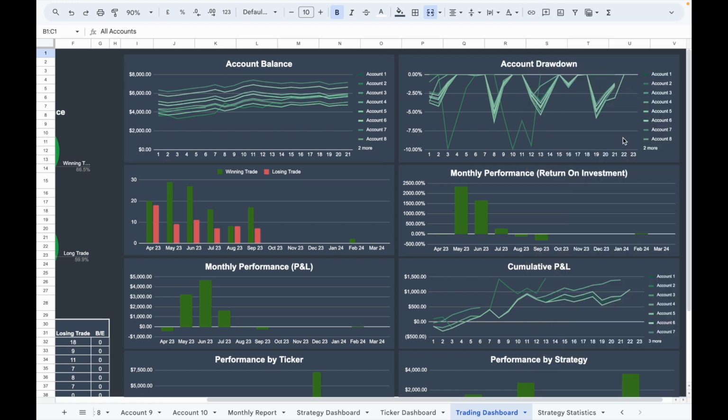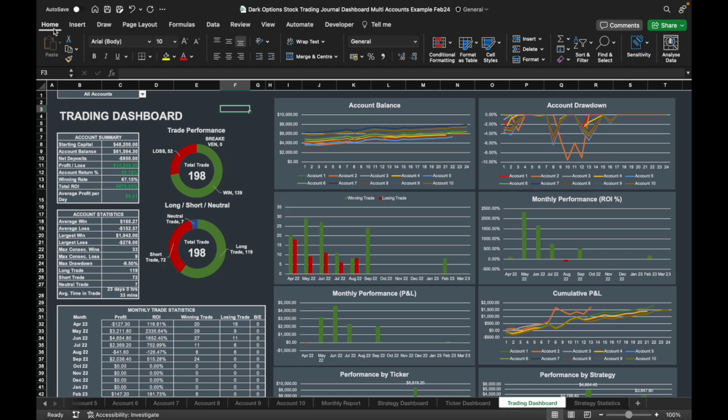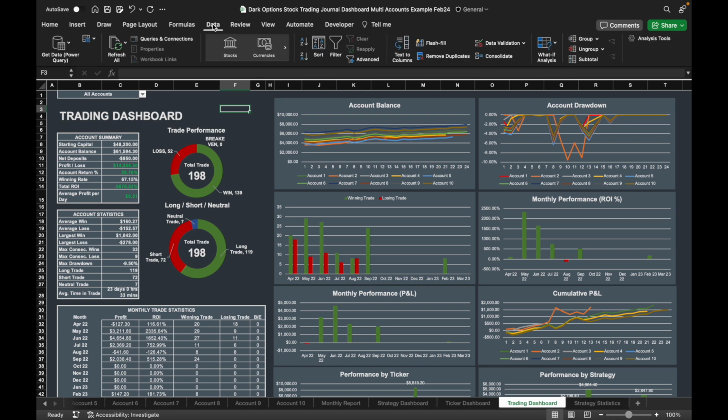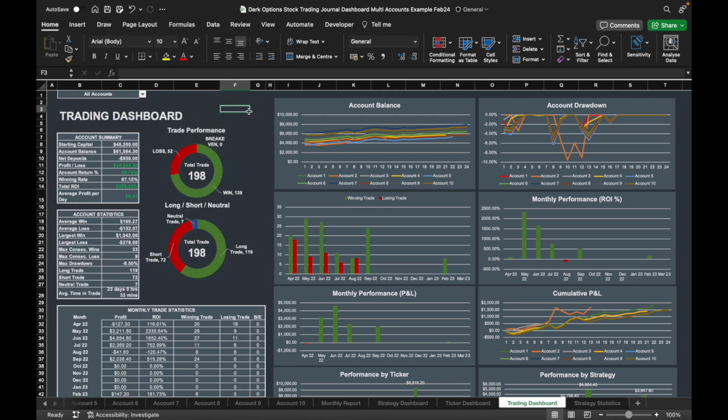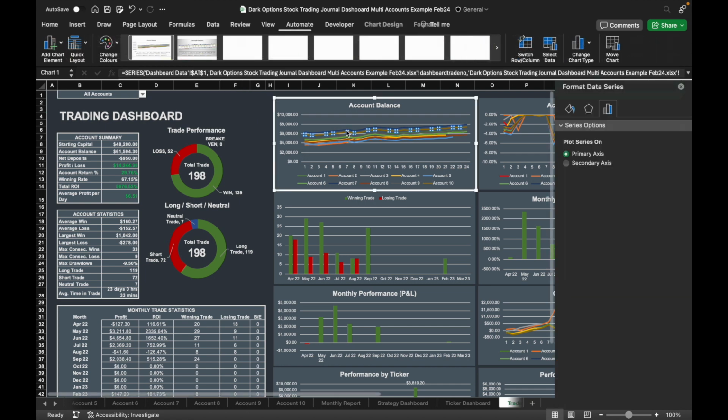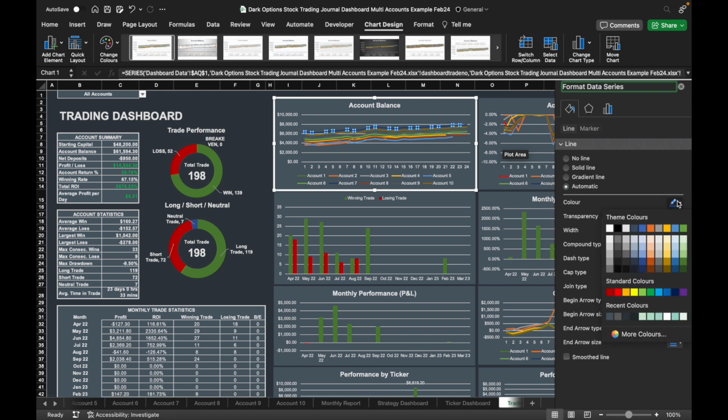The dynamic charts automatically update when you input data into the trading journal. If you are using the Excel version of this trading journal, after inputting the trading data, you have to go to Data and click Refresh All before selecting all accounts to view the summary of all accounts. If you want to change the color of each individual account line on this graph, just click on the graph, Color, change the color here.